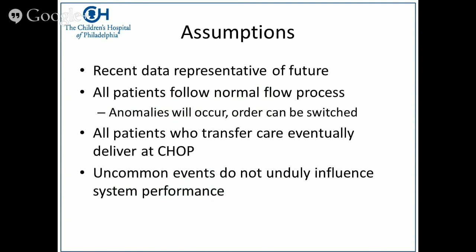We assume that all patients who transfer care eventually deliver a CHOP, so long as there is capacity on the SDU for them to do so. And also that uncommon events do not unduly influence system performance. So, for example, if we were to have a surgery that required 36 hours, like a separation of conjoined twins, that blocked off our operating rooms for a great many hours and caused a major disruption to our service, the system will rebound from that in a way that we don't need to model the extraordinary occurrences.